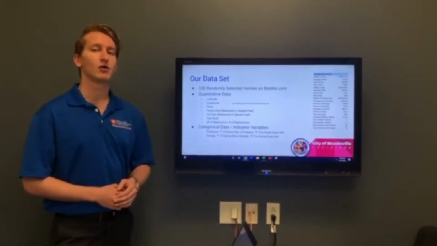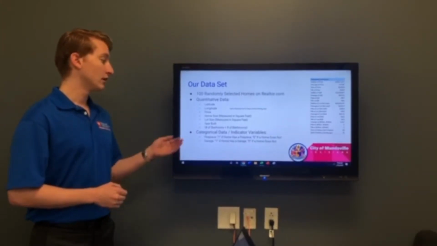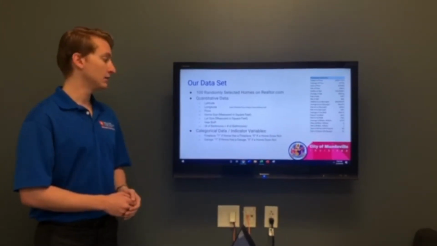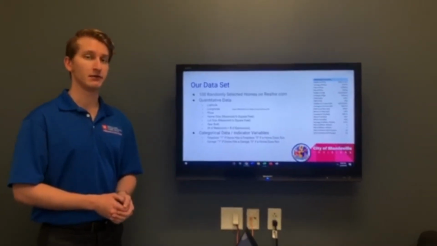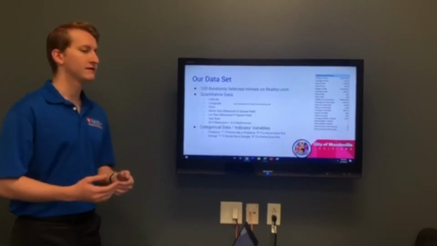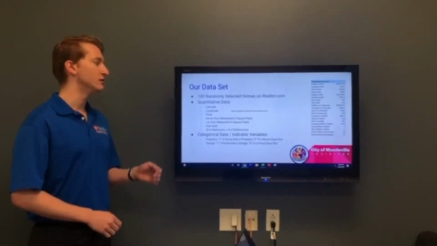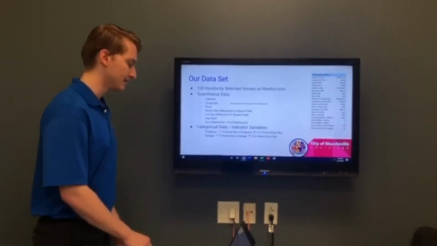Additionally, we have some categorical variables or indicator variables. So if a home had a fireplace, we listed 1. If it did not have a fireplace, 0. And the same thing for garage to create our data set. A limitation of this data set is that all of it came from Realtor.com, except for the latitude and longitude data, which was obtained from latlong.net.